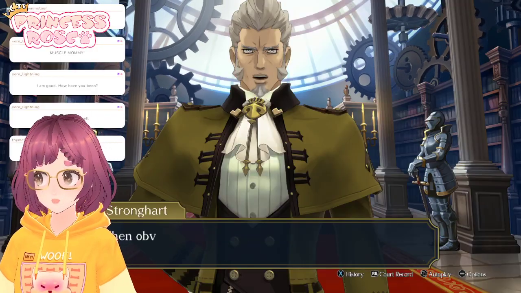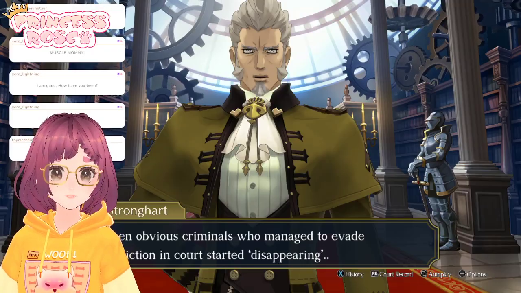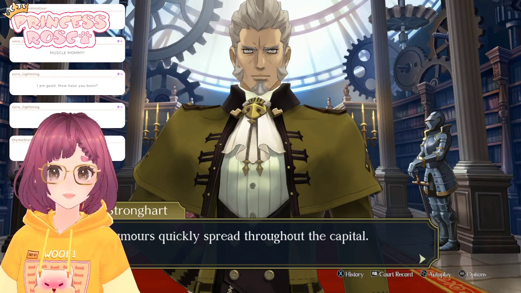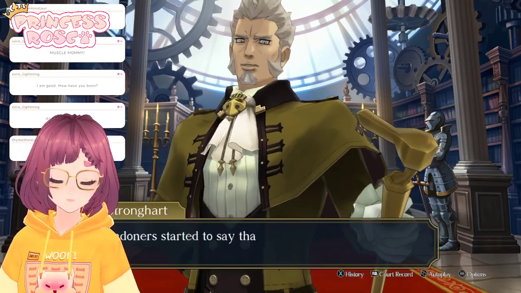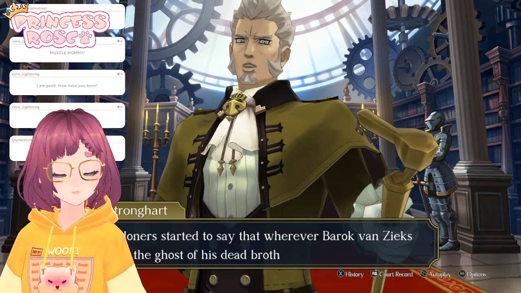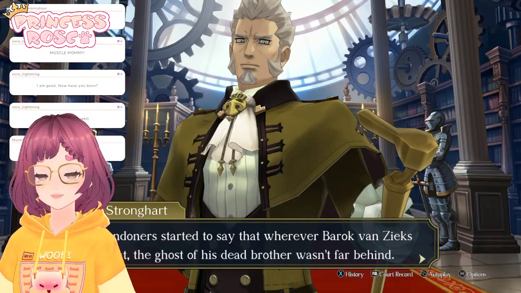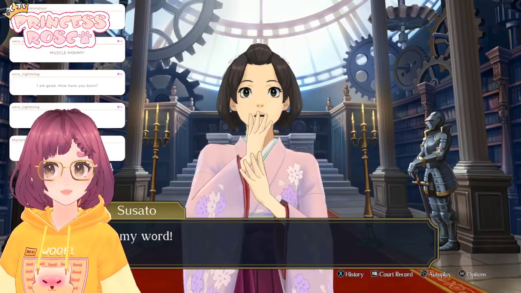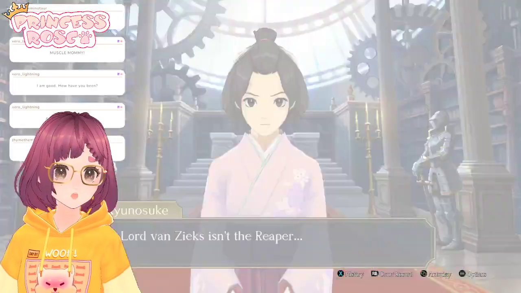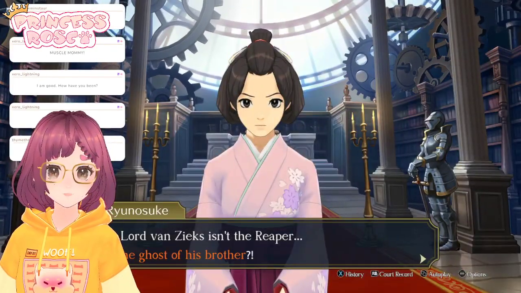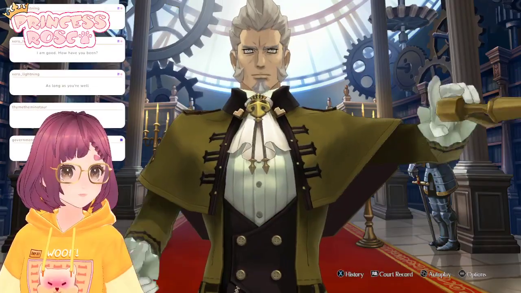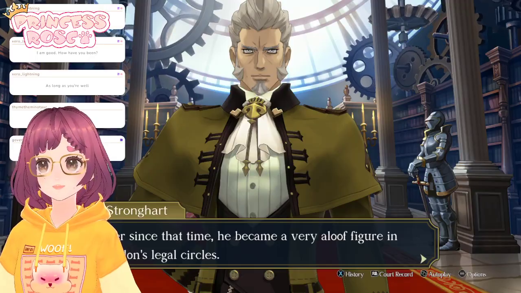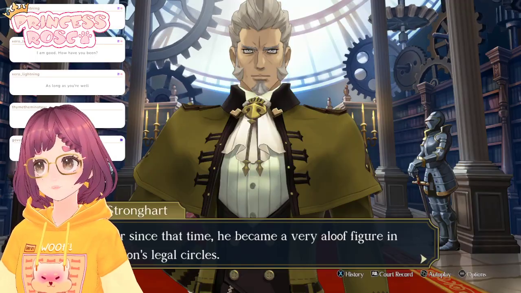London and became a prosecutor. When obvious criminals who managed to evade conviction in court started disappearing, rumors quickly spread throughout the capital. Londoners started to say that wherever Barak Van Zieks went, the ghost of his dead brother wasn't far behind. Oh my word! So, Lord Van Zieks isn't the Reaper. It's the ghost of his brother? Ever since that time, he became a very aloof figure in London's legal circles.